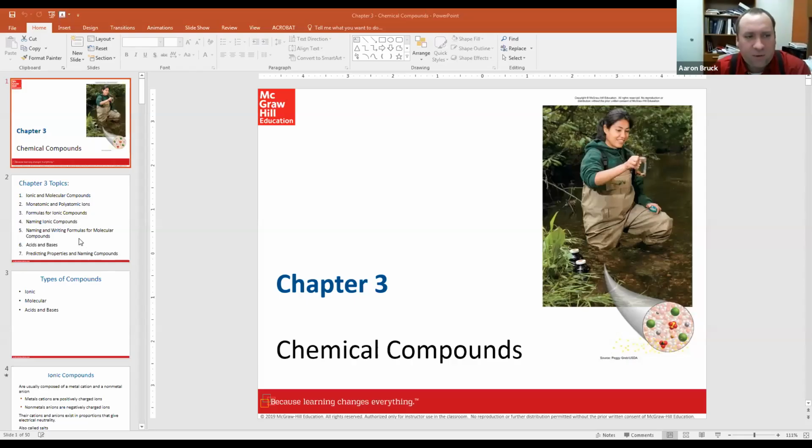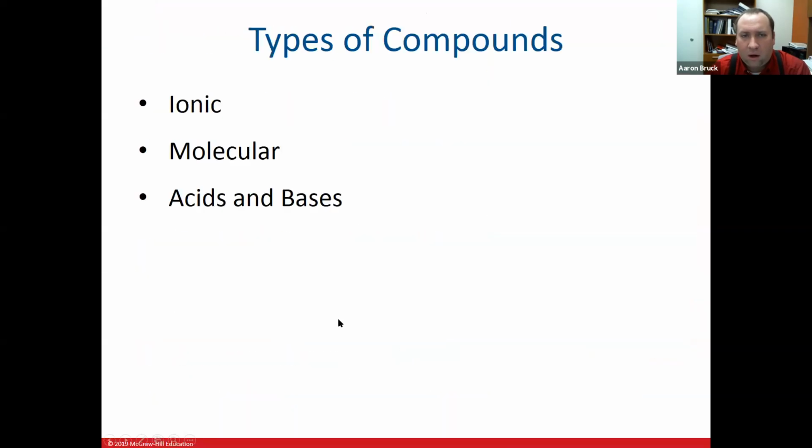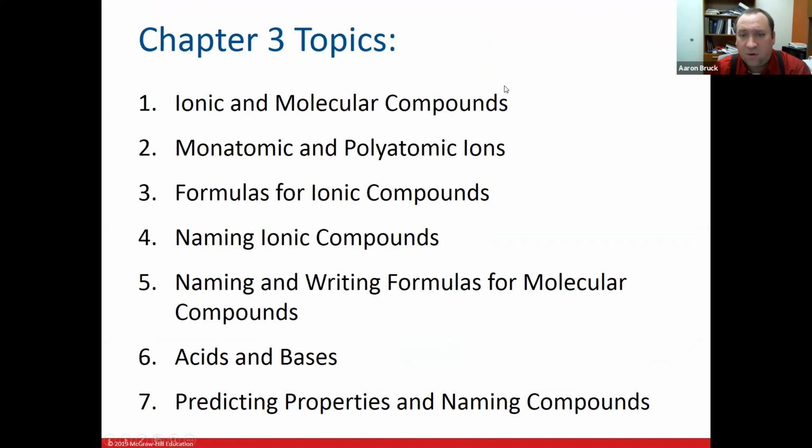And with chapter 3, what we're going to be talking about primarily in this chapter are chemical compounds. And in particular, we're going to spend most of the day talking about the differences between ionic and molecular compounds. And we're going to talk about getting into some formulas.